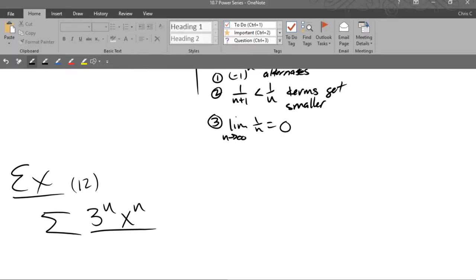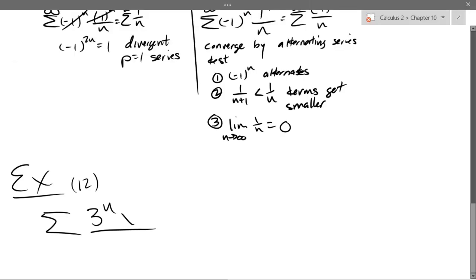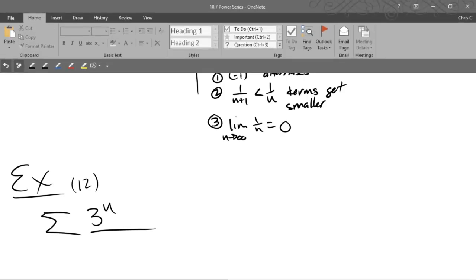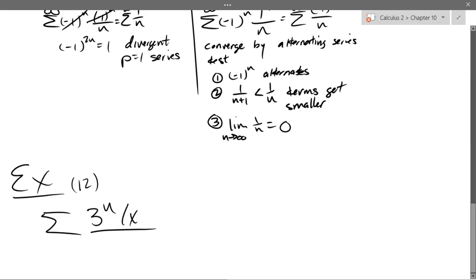And let's center this not at zero. Let's get crazy and go x minus pi to the n. It won't be bad, I promise. I generally don't pick hard problems for myself to do. I pick hard ones for you to do.